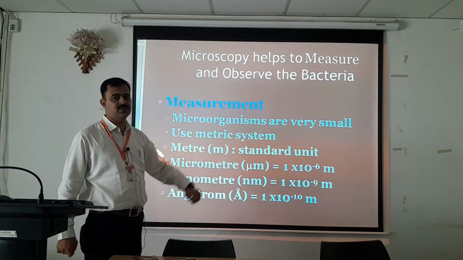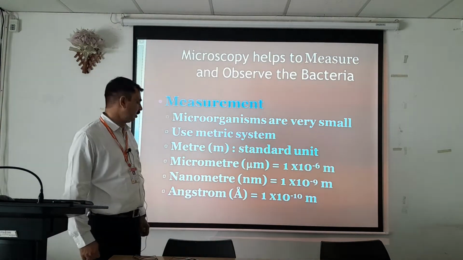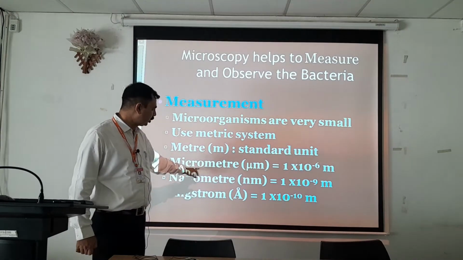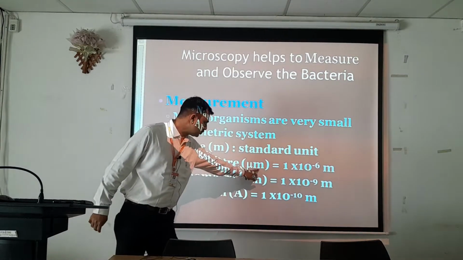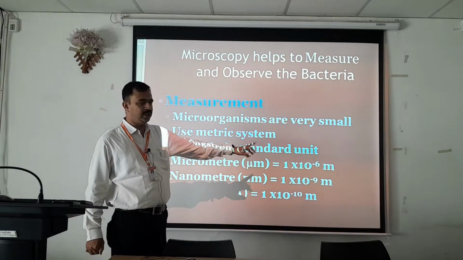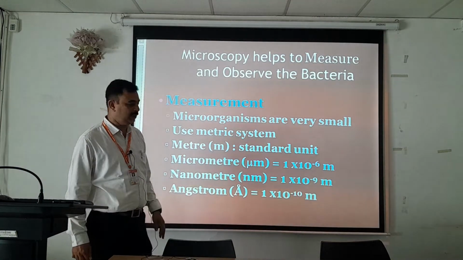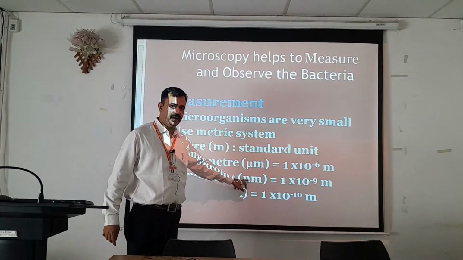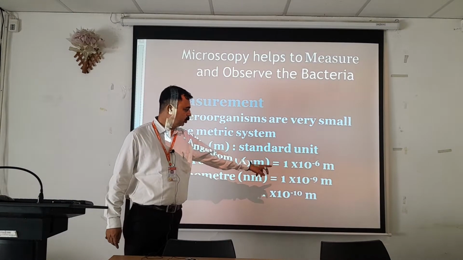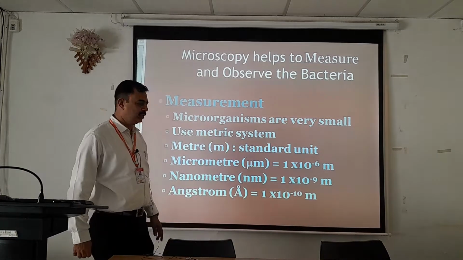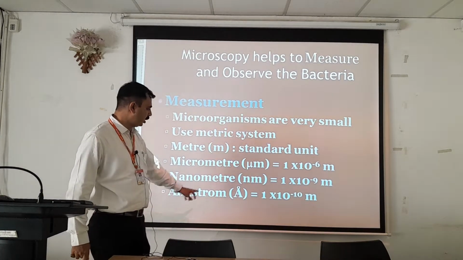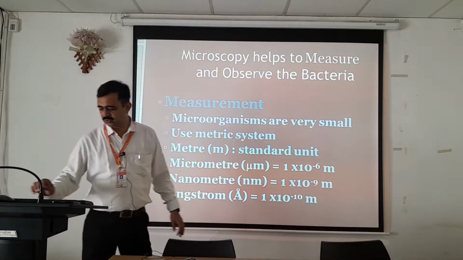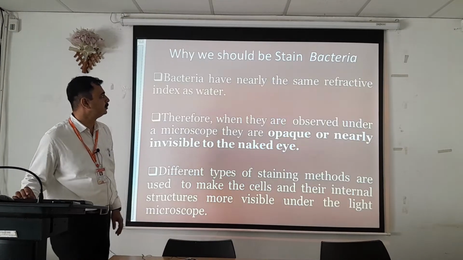They use the metric system to measure microorganisms. Meter, m, is the standard unit. A micrometer, written μm, is equal to 1 into 10 raised to minus 6 meters. Bear in mind, a nanometer, denoted by nm, is 1 into 10 raised to minus 9 meters. An angstrom is 1 into 10 raised to minus 10 meters. So this will be the measurement part.